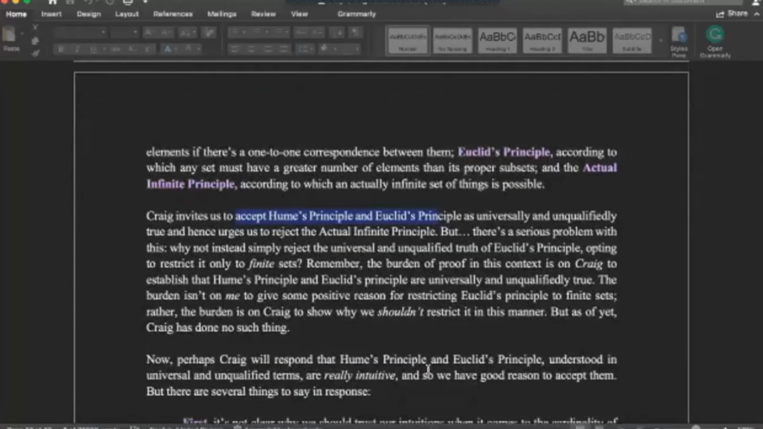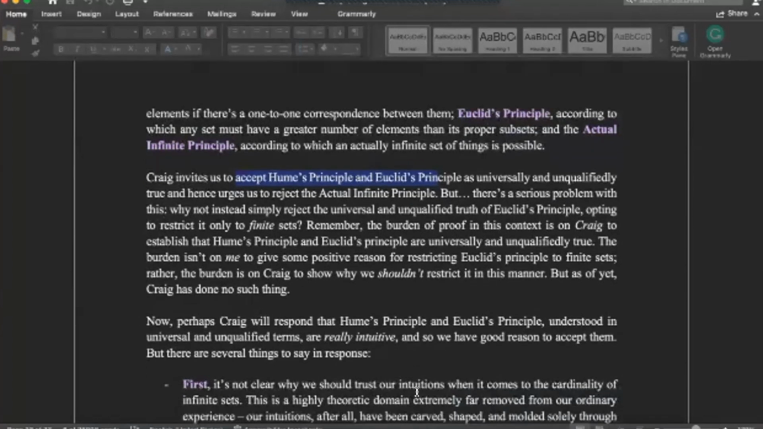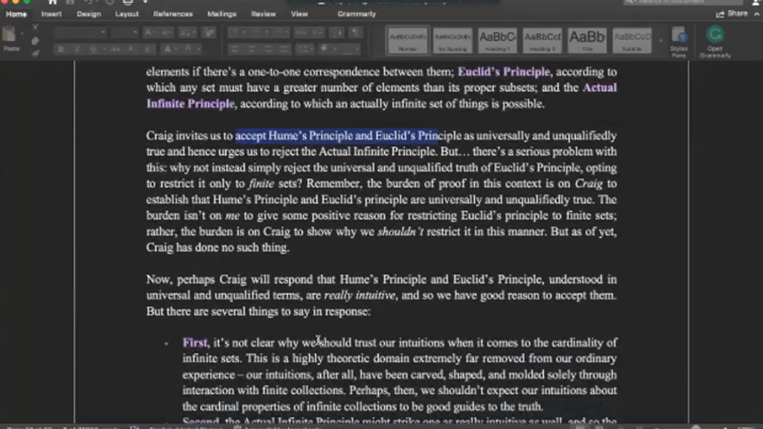Now, perhaps Craig will respond that Hume's principle and Euclid's principle, understood in universal and unqualified terms, are super duper really intuitive, and so we have good reason to accept them. But there are several things to say in response. First, it's not clear why we should trust our intuitions when it comes to the cardinality of infinite sets. This is a highly theoretic domain, extremely far removed from our ordinary experience. Our intuitions, after all, have been carved, shaped, and molded solely through interaction with finite collections.